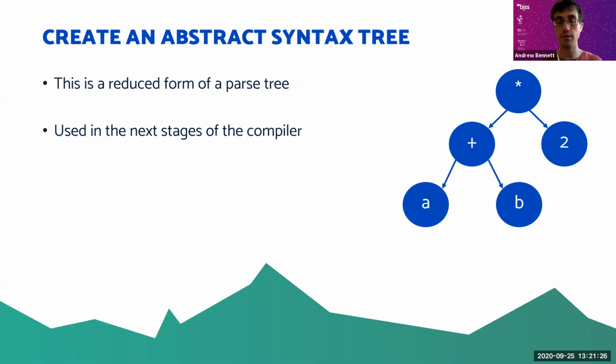So what we do next is, we've generated our parse tree, but then we convert that to what's called an abstract syntax tree, which is an AST. This is a simplified version of a parse tree, which looks something like this. And it's used in the next stages of the compiler. So you're basically just stripping out anything which has come from the parsing to make it more like the program that's been originally written, basically.